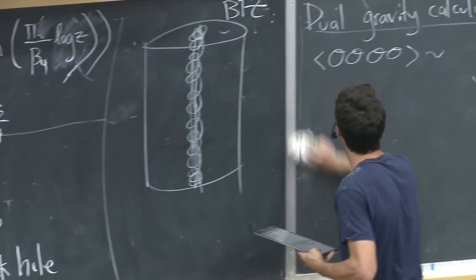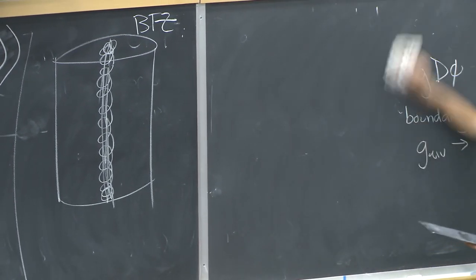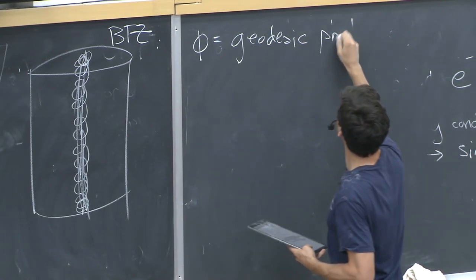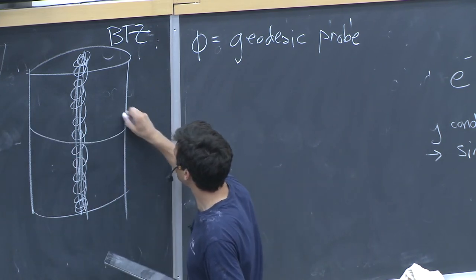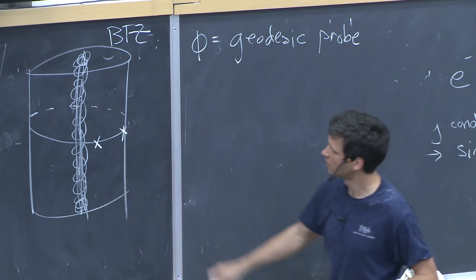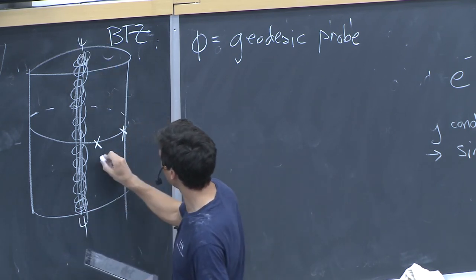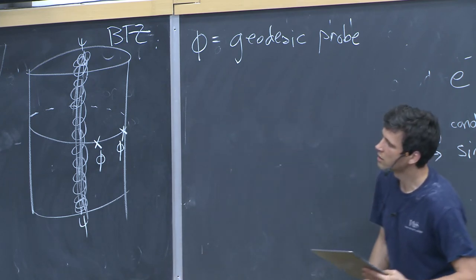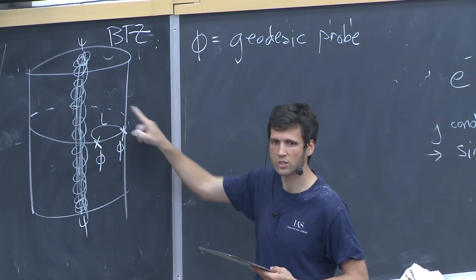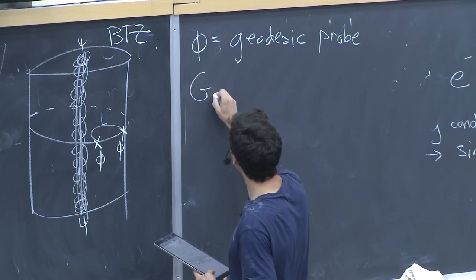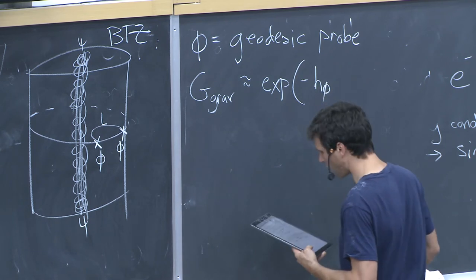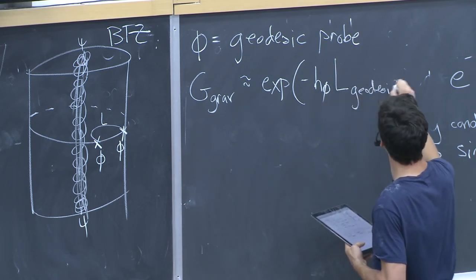Now, we said that medium operators travel on geodesics. So phi is a geodesic probe. And that means if we insert phi, let's keep things simple by inserting the two phis at the same time in this picture. So the heavy operators are inserted to create the state, and then there are two phis inserted like this. And in the geodesic or WKB limit, we expect this correlation function to be fixed by the length of the geodesic, the space-like geodesic connecting these operators. That is, G gravity is approximately exponential minus h phi times the length of the geodesic.